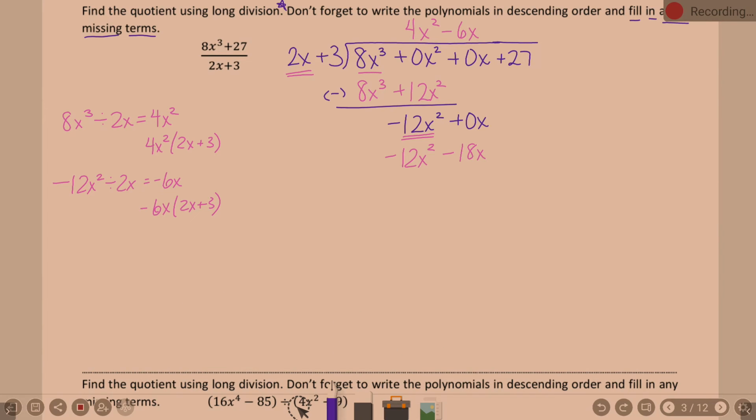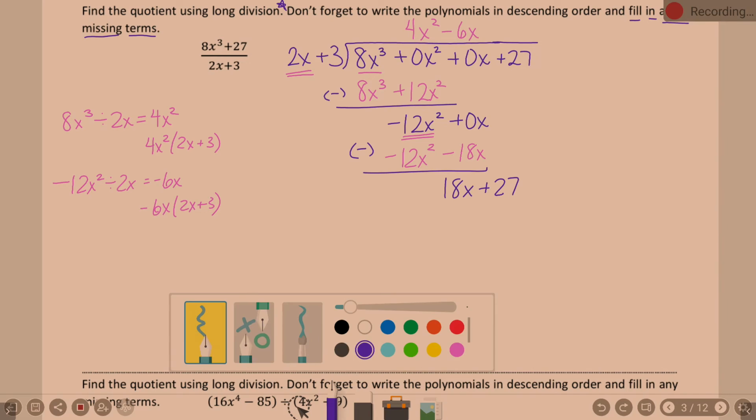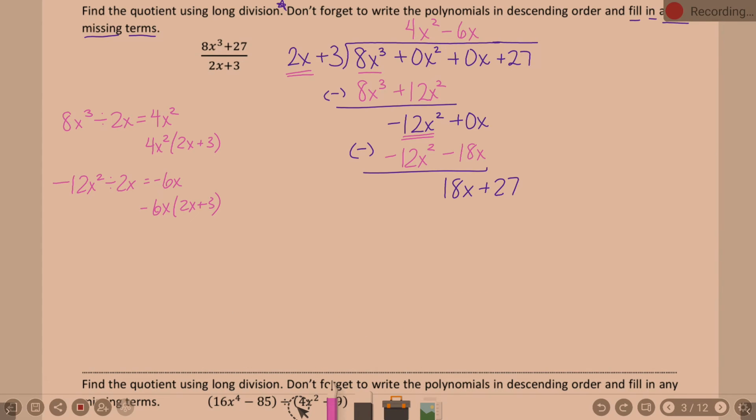And subtract. Negative 12x squared minus negative 12x squared, cancel. 0x minus negative 18x. Minus negative is going to make it positive 18x. And lastly, bring down 27. What do you know about 2x into 18x? Yeah, 18x divided by 2x is going to be 9.